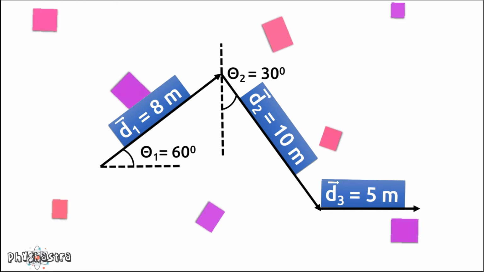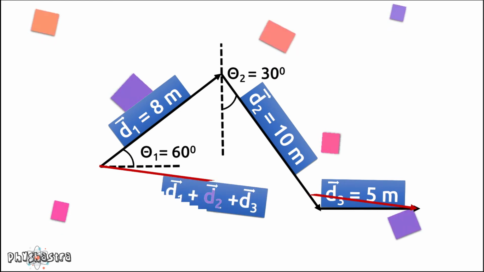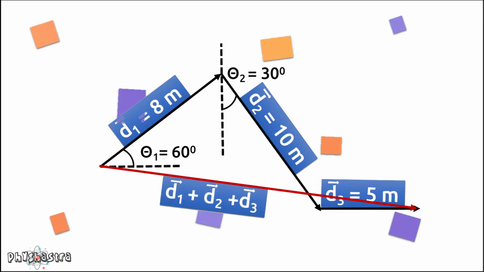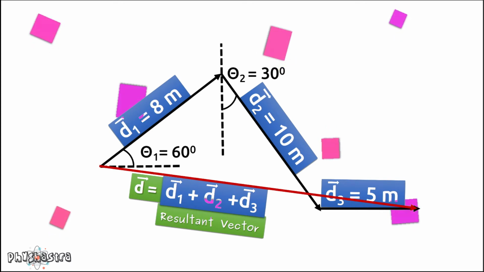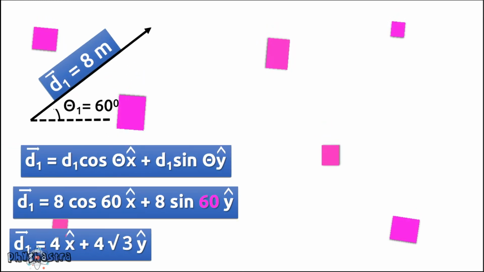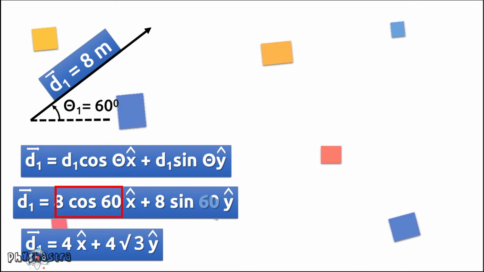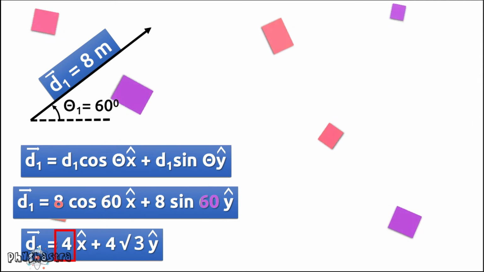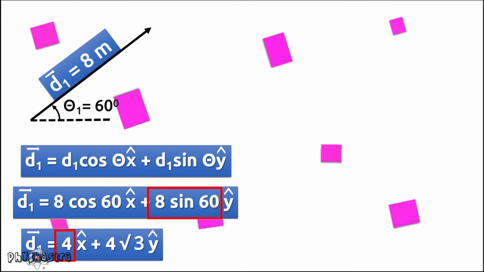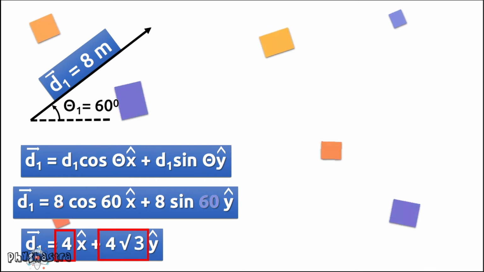For this solution, first we join the resultant vector from the tail of the first vector d1 to the head of the last vector d3. The first step will be to find the vector notation of d1, d2 and d3. For that, we have the given angle, so first of all the x and y components of d1. d1x equals d1 cos of 60 degrees. Given that d1 is 8 meters, calculating it will give 4 meters. d1y equals d1 sine of 60 degrees, which is 4 square root of 3 meters.